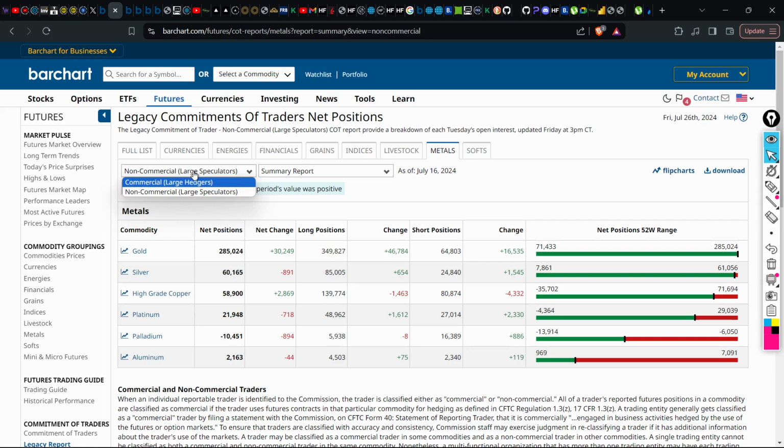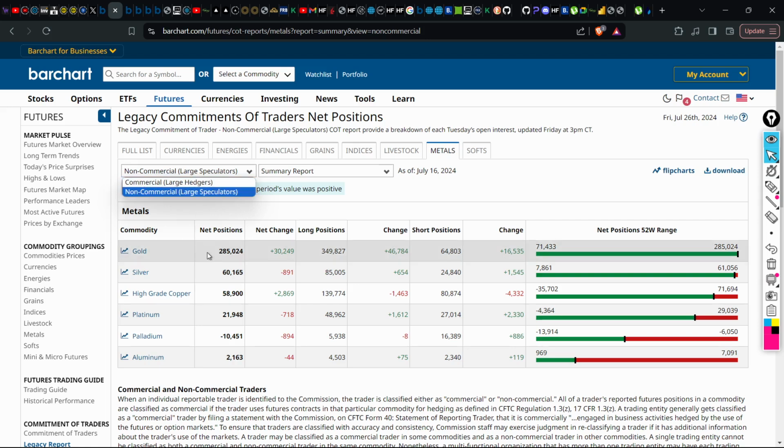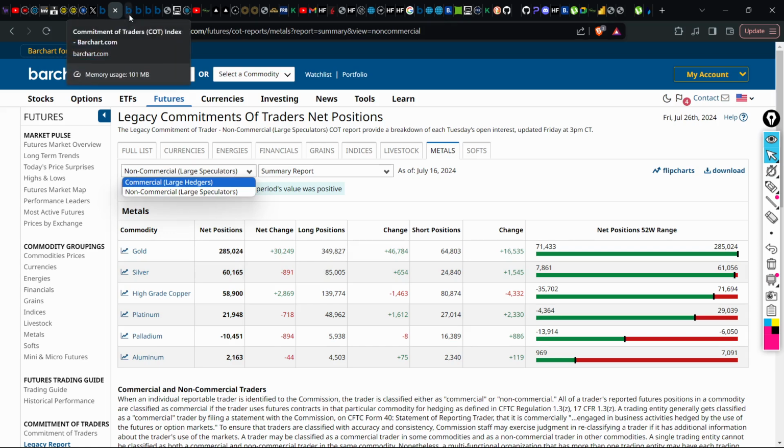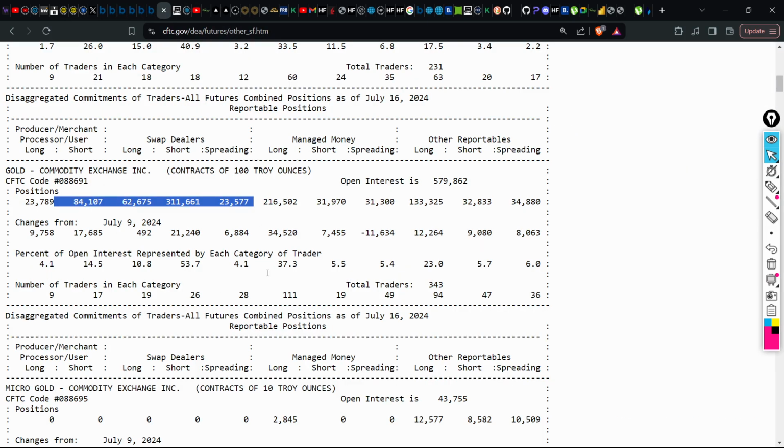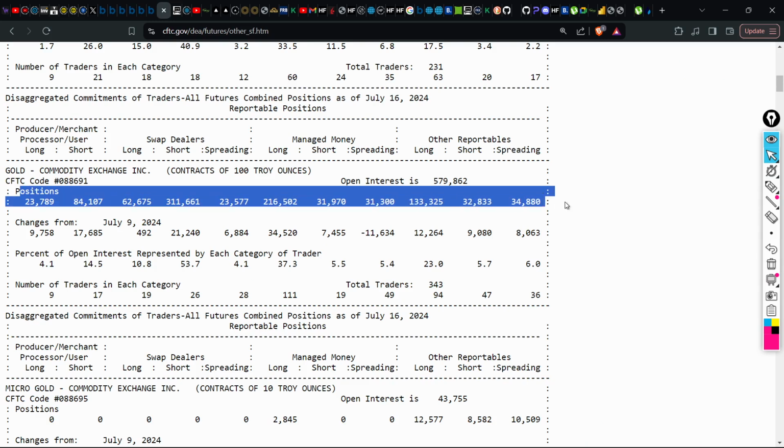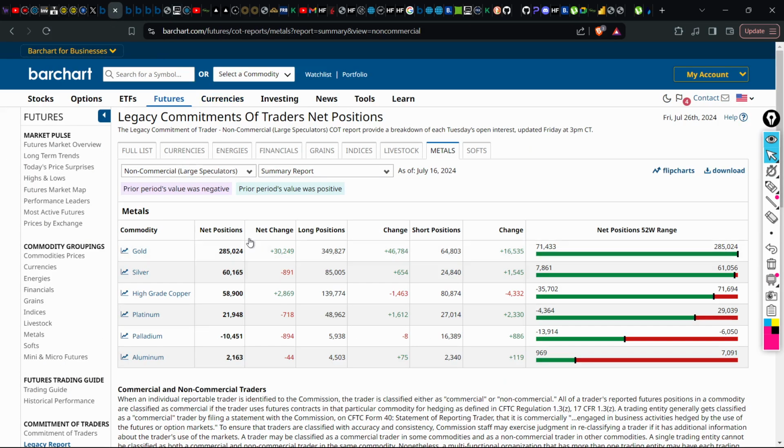And you can just know this by looking at their positions, because the total of these positions, whether commercial and non-commercial combined, is supposed to be the same total as the positions here. These are the same numbers. It's just that the numbers here have been divided into commercials and non-commercials only.